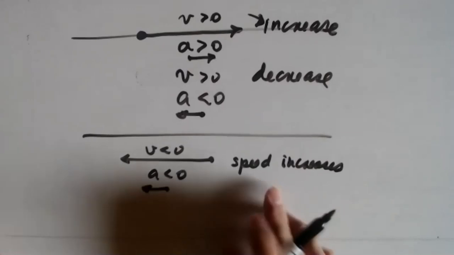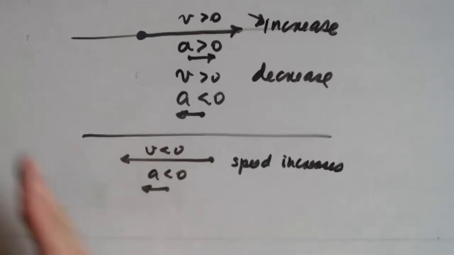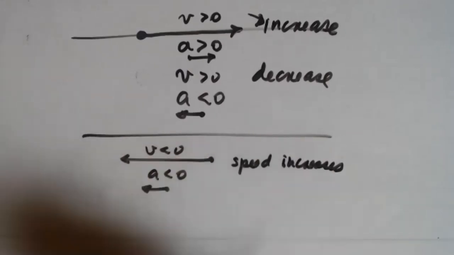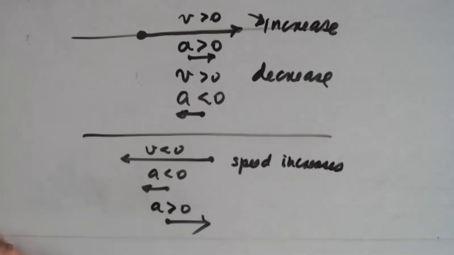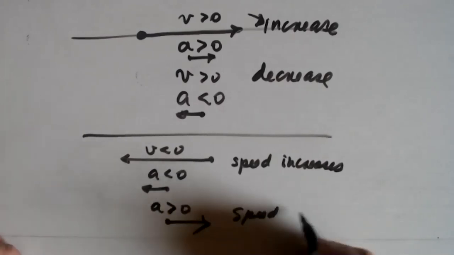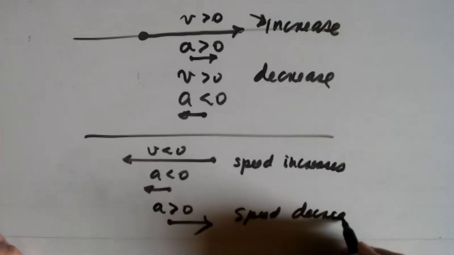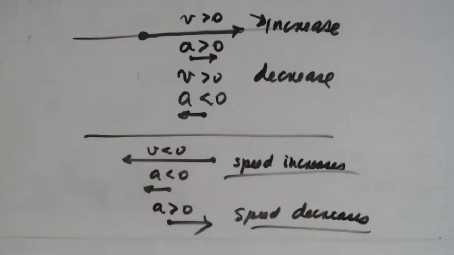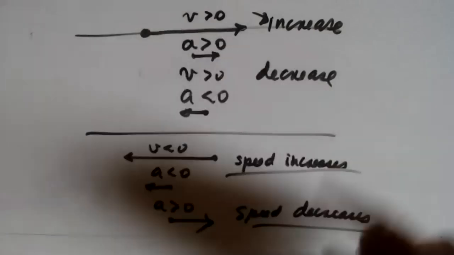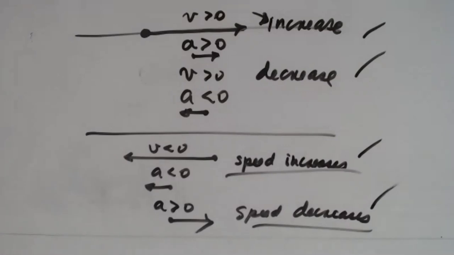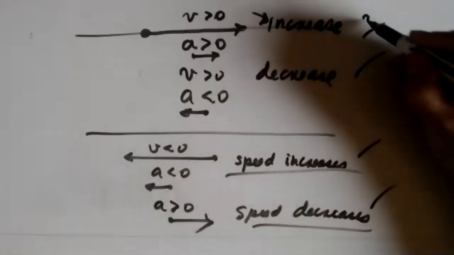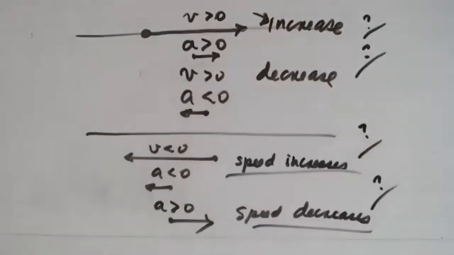The speed increases because now it's negative, right? More negative goes faster to the left, but the speed, the magnitude, increases. And when the acceleration is positive, goes in this direction, the speed decreases, correct? So how can you know what situation you have in this problem? Which one? This, or this.